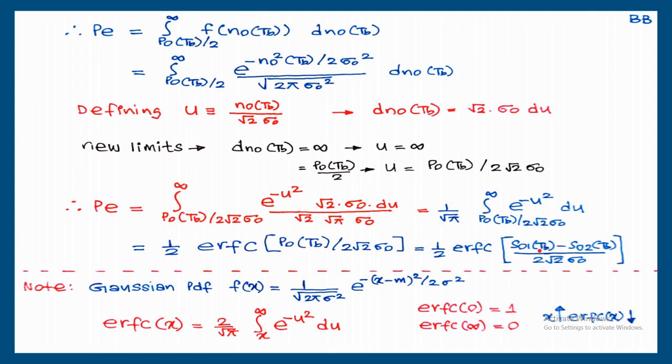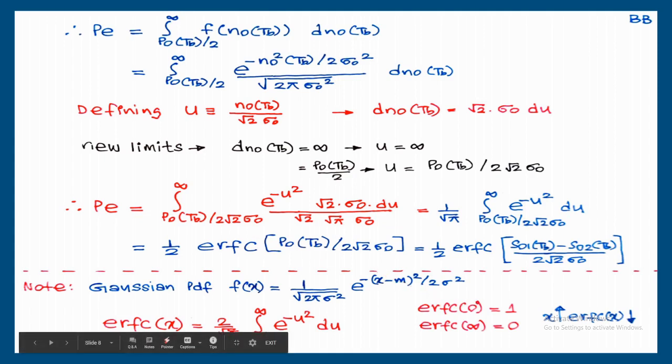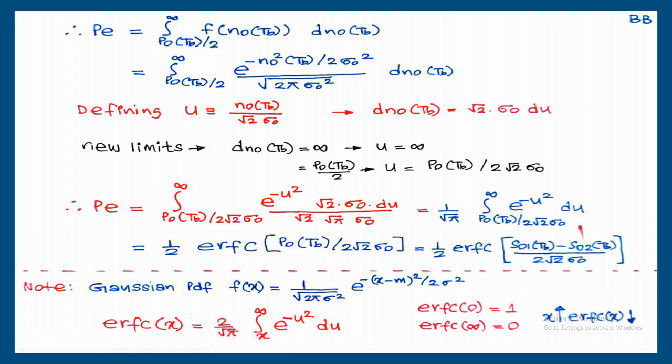This is the proof: if S01(tb) minus S02(tb) is increased, the probability of error decreases. See the result here. The complementary error function of 0 is 1, and the complementary error function of infinity is 0. So if the x value increases, the complementary error function value decreases. This is a proof that as the signal difference increases, the probability of error decreases. If the difference is infinity, the probability of error is 0. If the difference is equal to 0, the probability of error will be maximum, and that maximum probability of error is 0.5.